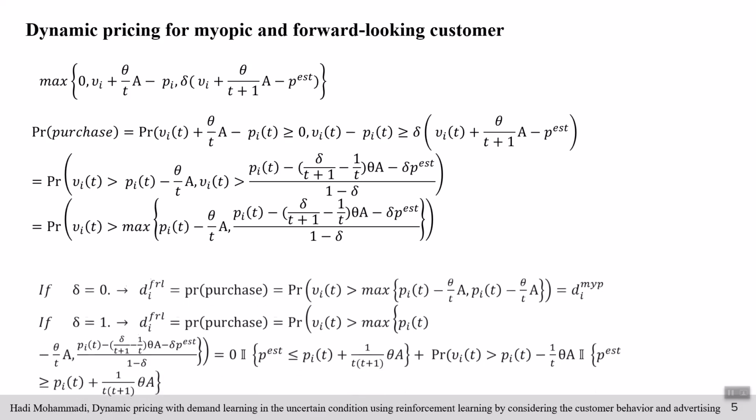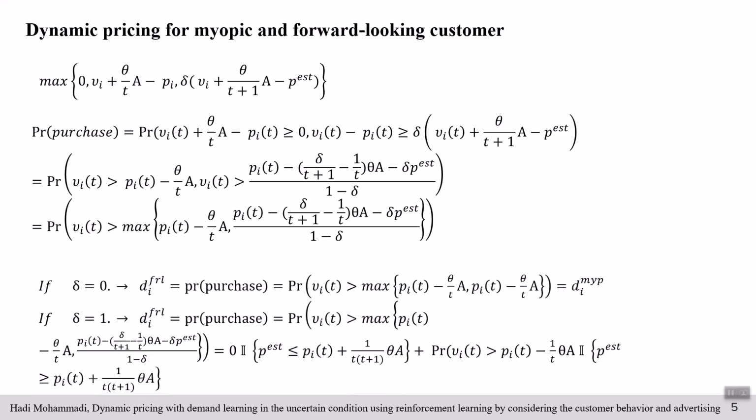And if I want to look at the two boundary terms, you can see when delta is 0, which means the customer is fully myopic, the demand of the forward-looking customer is equal to the demand of the myopic one, and if delta is equal to 1, which means the customer is fully forward-looking, we can calculate the demand under some conditions.